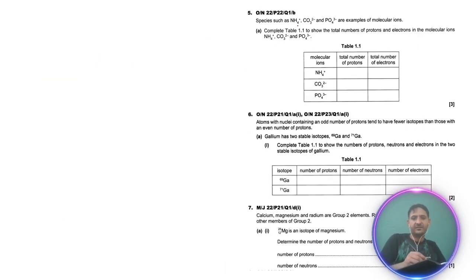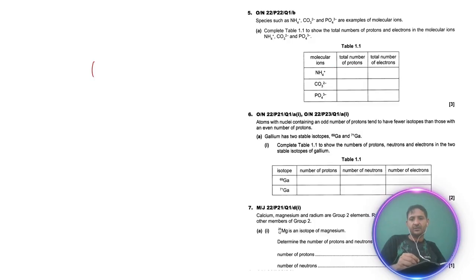Species such as ammonium, carbonate, and phosphate are examples of molecular ions. Now they are not single elements. Ammonium is a combination of nitrogen and hydrogen. Carbonate is a combination of carbon and oxygen. So now complete the table. The molecular ions are given here.